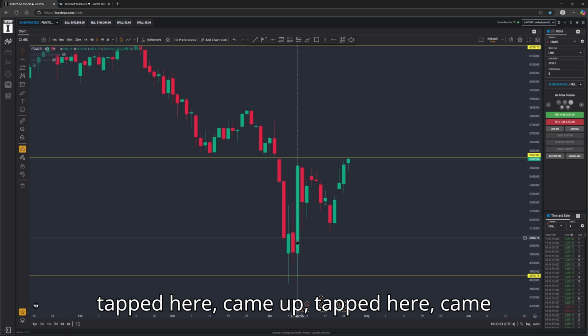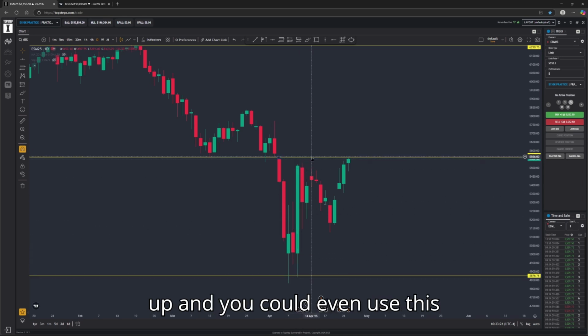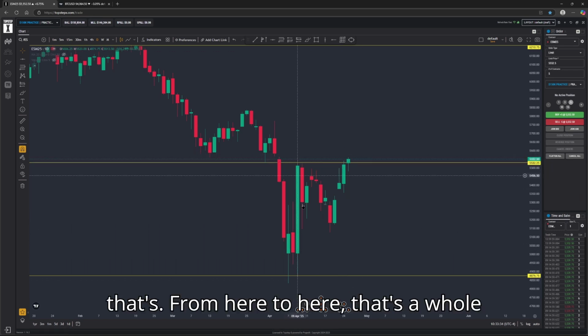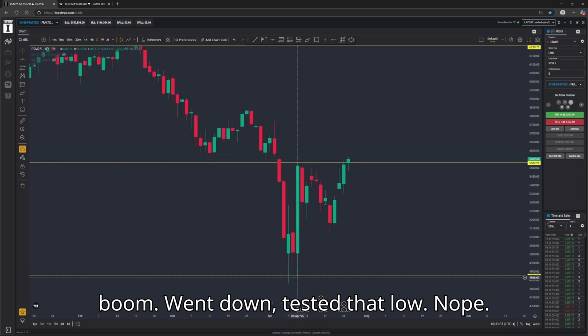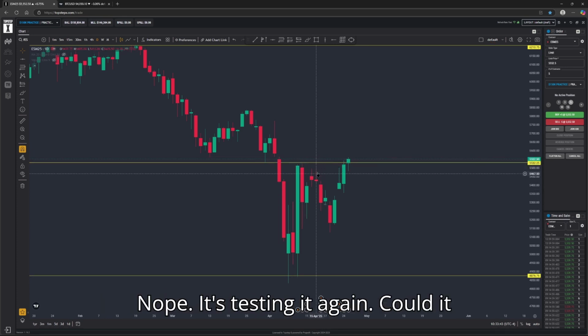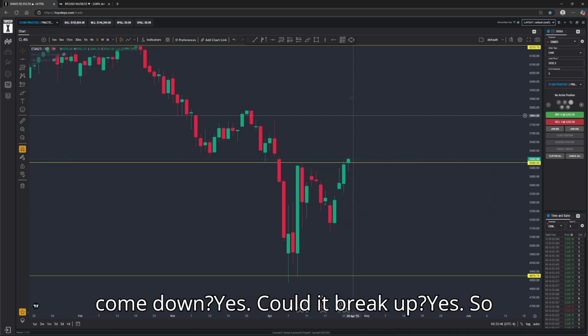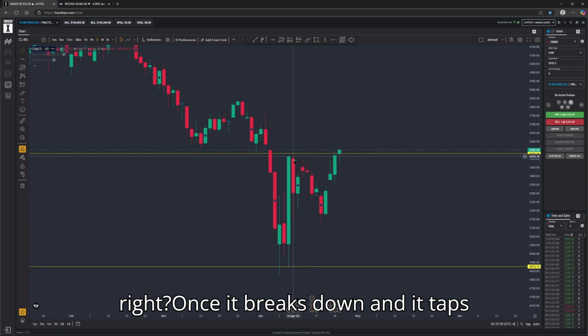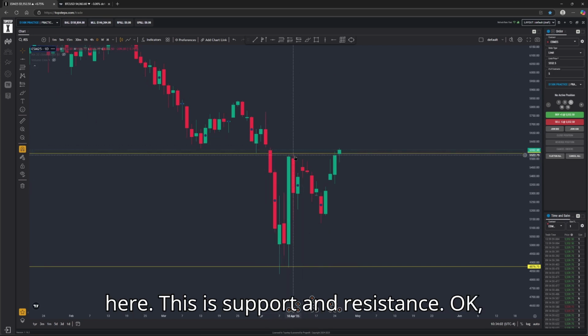It tapped here, came up, tapped here, came up, and you could even use this as resistance. Look at this candle, from here to here, that's a whole boom. It went down, tested that low. Nope. Went up, tested this high. Nope. Then it tested it again, came down. Nope. It's testing it again. Could it come down? Yes. Could it break up? Yes. That's what you have to see. Once it breaks down and it taps here, this is support and resistance.